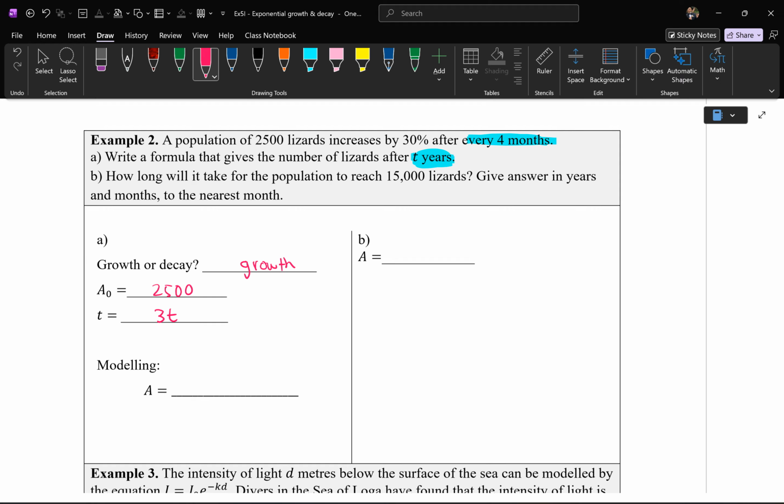3t because it's every 4 months. So it's going to increase by 30% every 4 months. So it happens 3 times every year. And so depending on the number of years, you're going to do 3 times that amount. So if it's 2 years, it'll be 6 times. If it's 3 years, it'll be 9 times.